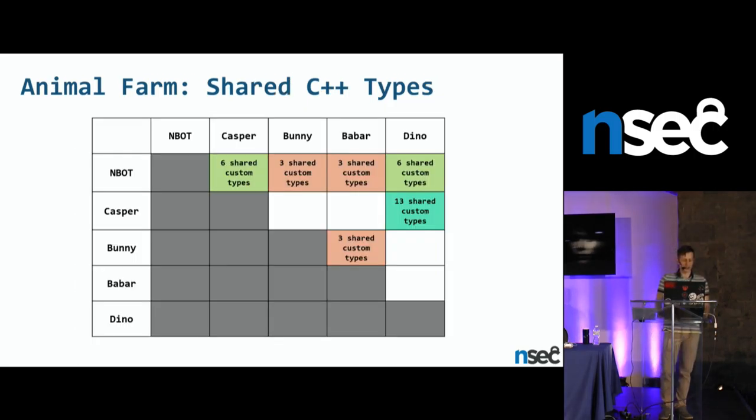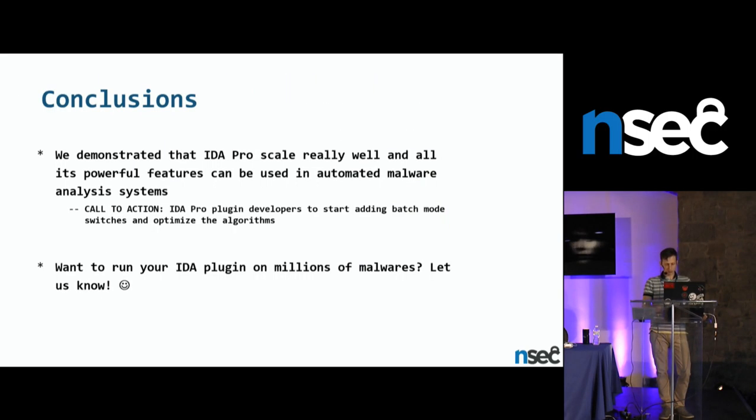And here is the same information, but from a different point of view: the number of shared types in these malware families. Yeah, we can see that Dino and Casper are highly correlated, so they share a lot of reused code. So to conclude the presentation, what we did, we actually distributed IDA Pro. We demonstrated that IDA Pro can be distributed and run at large scale in batch mode.